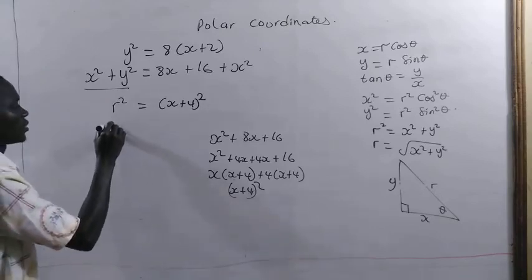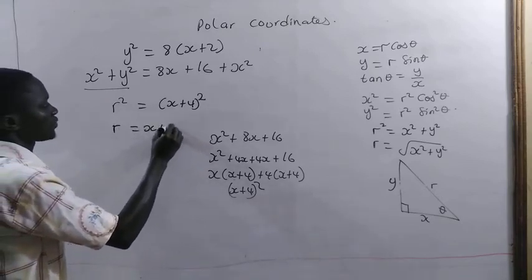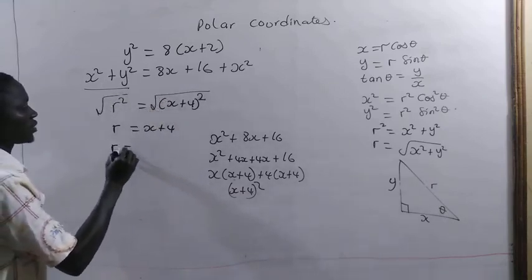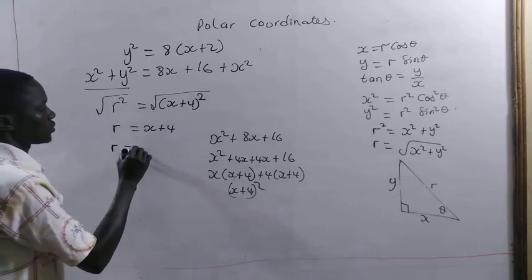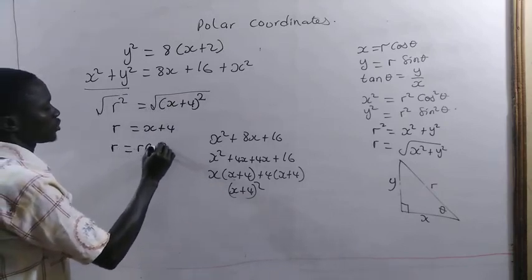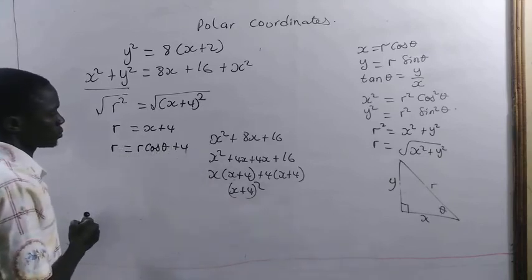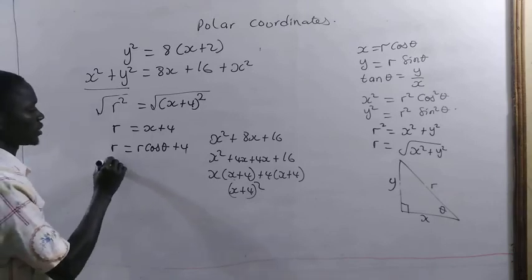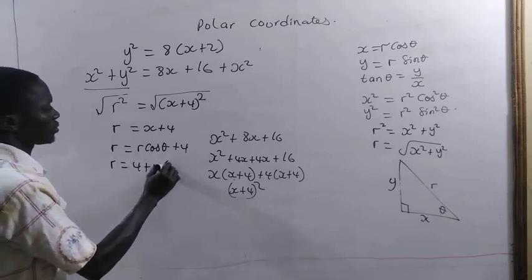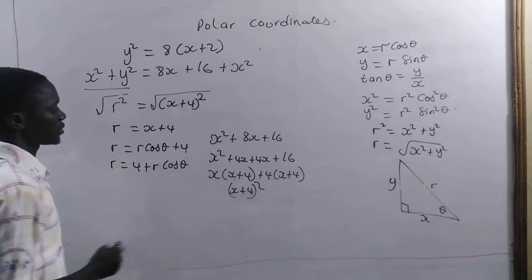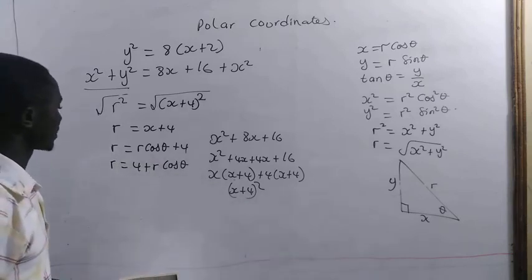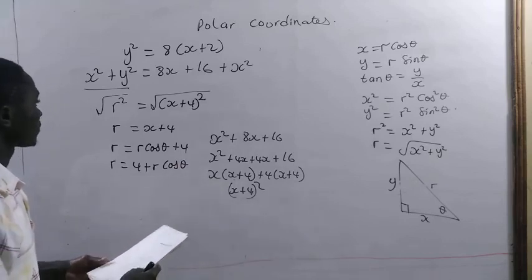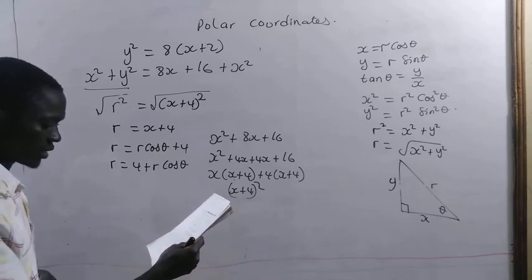Now this will become r equal to x plus 4, because we take the square root of this and the square root of that. We have r equal to, x is equal to r cosine of theta plus 4, which is r equal to 4 plus r cosine of theta. Wow! Is it like that? Yes. I think it is like that. That's what I have here.